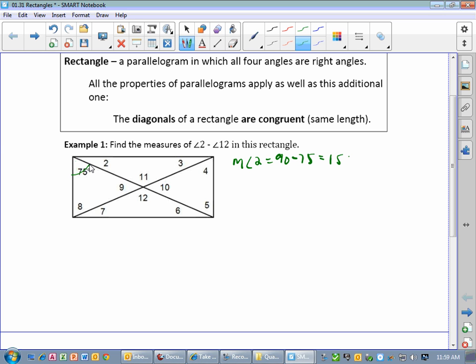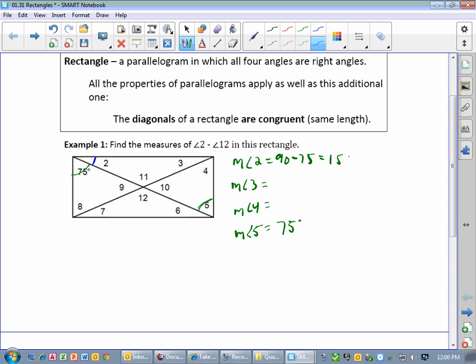Now, Jasmine, you made an observation about angle 5. What did you notice about angle 5? Because these lines are still parallel, the top and bottom, we have alternate interior angles, so the measure of angle, let's see here, we got 2, 3, 4, so 5 is the same as this one, so 5 must be 75 degrees. So far we know these, that, and that.